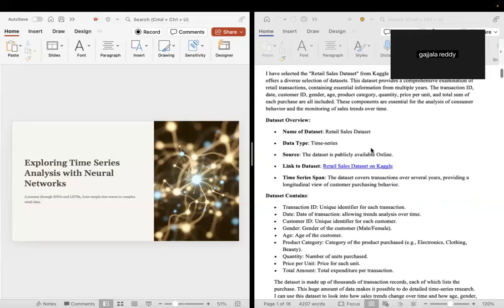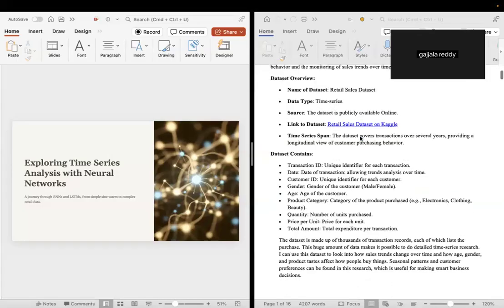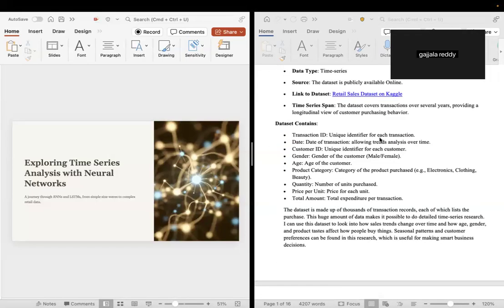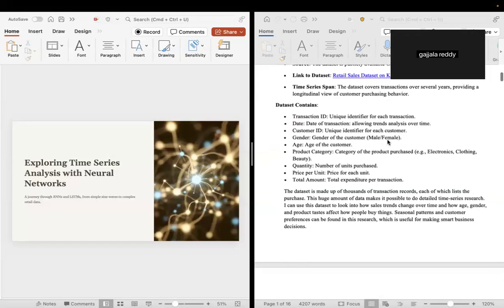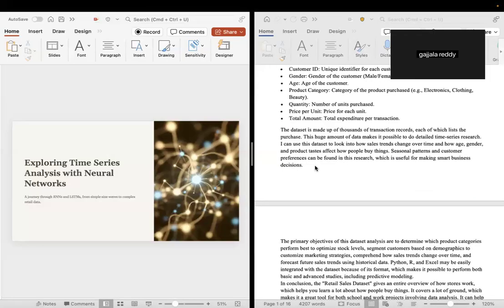Here is the dataset overview: the name of the dataset, data type, source, link to dataset, time series span. The dataset covers transactions over several years, providing a longitudinal view of customer purchase behavior. The dataset contains transaction ID, date, customer ID, gender, age, product category, quantity, price per unit, total amount. The dataset is made up of thousands of transaction records.